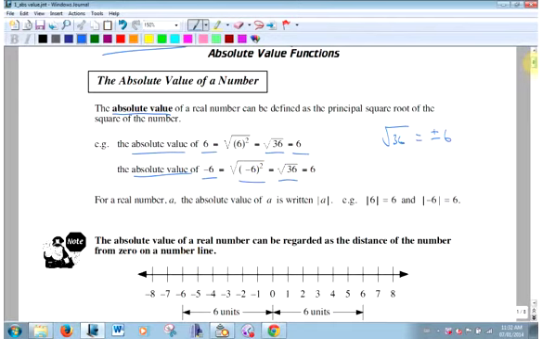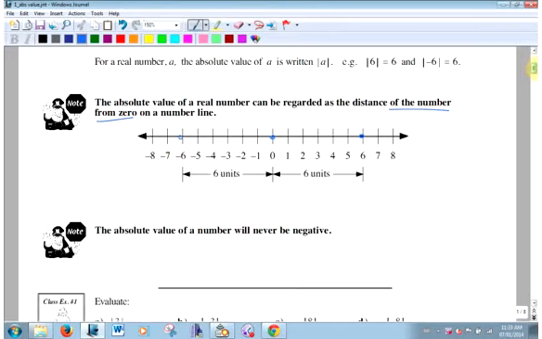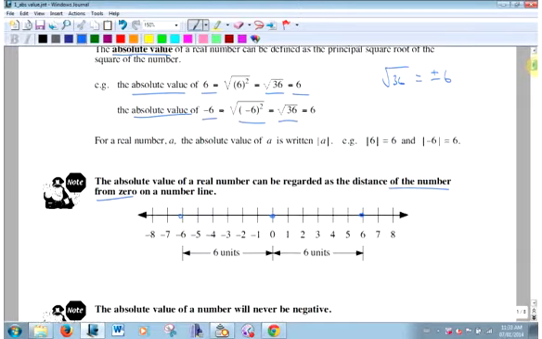Now, I don't know if that's as helpful as this. Here's another way to define it. The absolute value of a number can be regarded as the distance from 0 on a number line. So 6, here it is. How many units away from 0 is it? Well, 6. Same thing with minus 6. It's also 6 units away from 0. That's a better way to think about it. That's it. Really, that's absolute value. That's what it is.